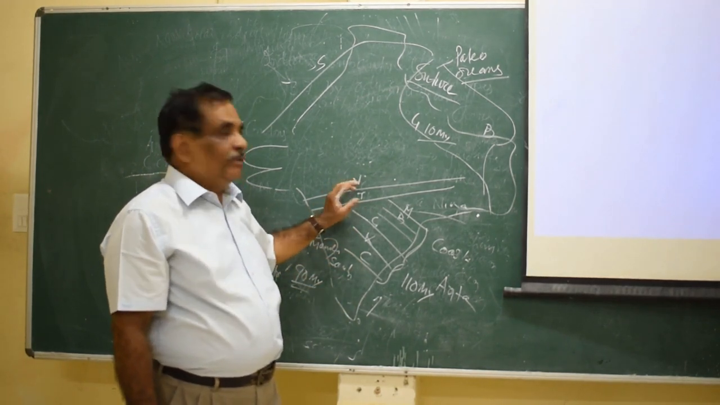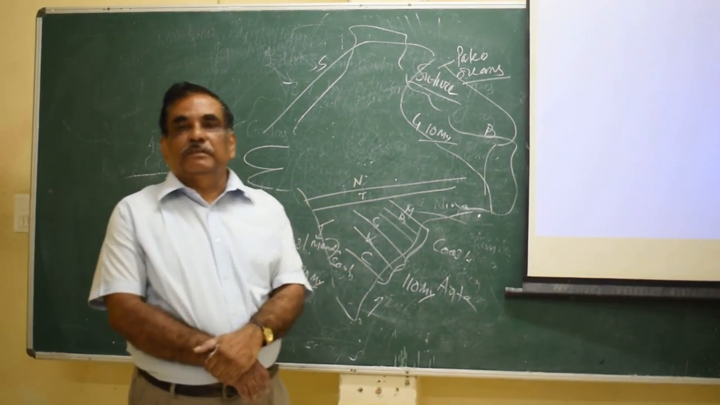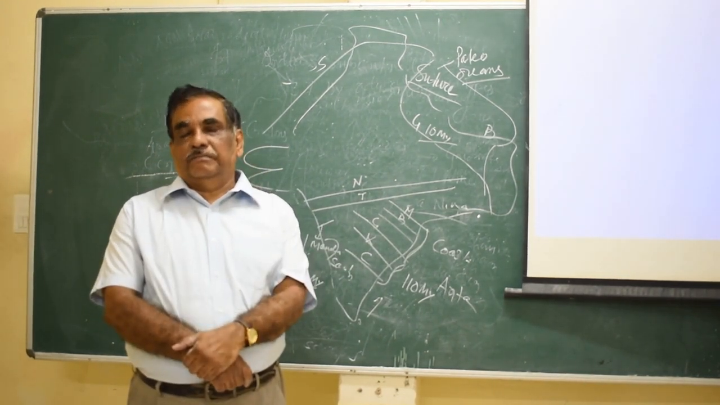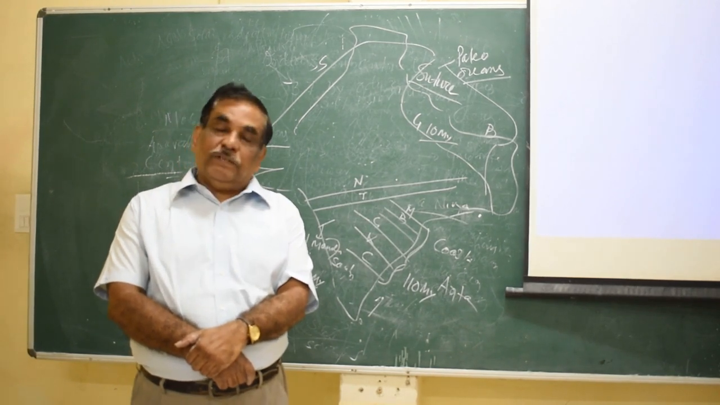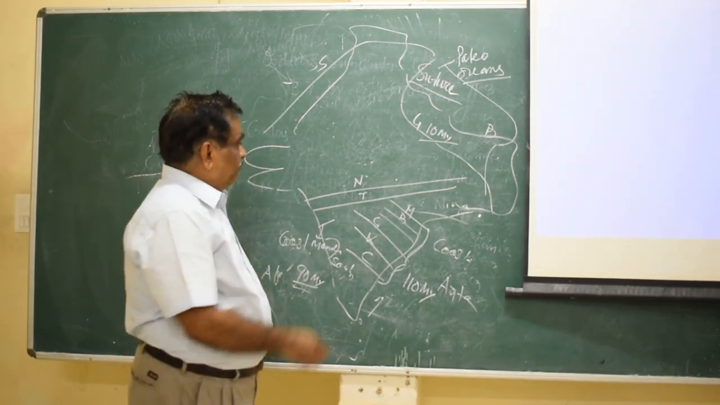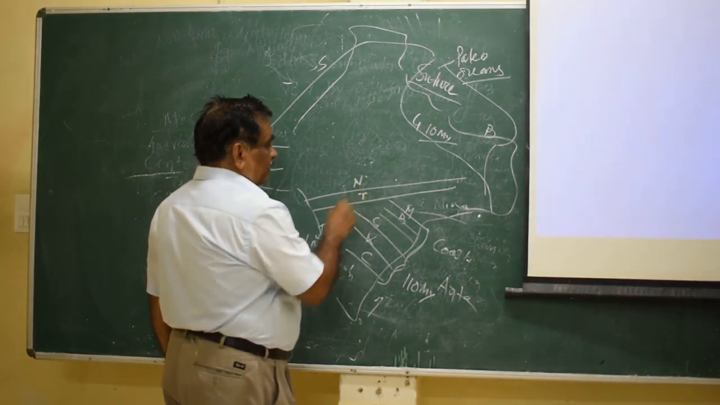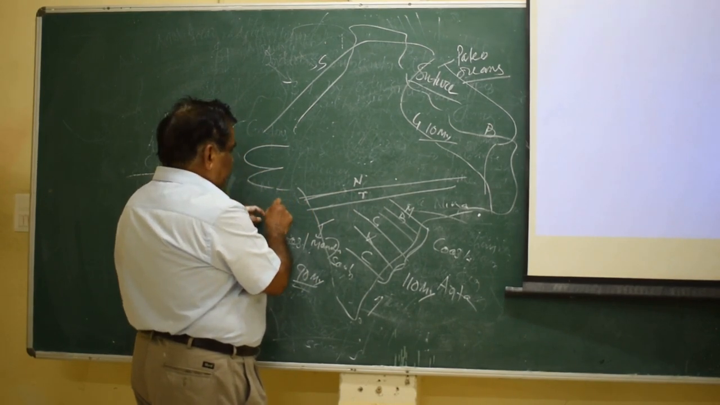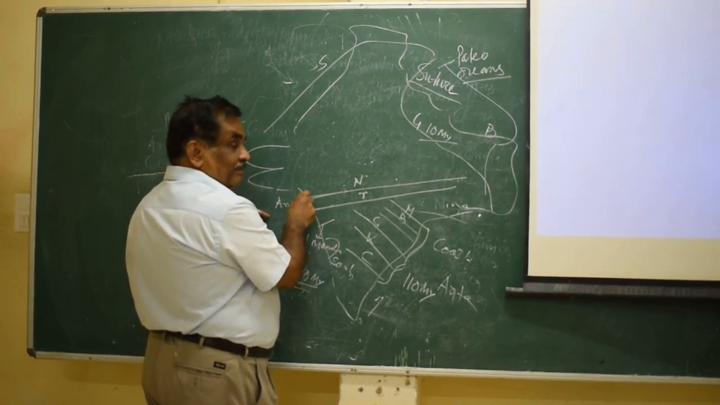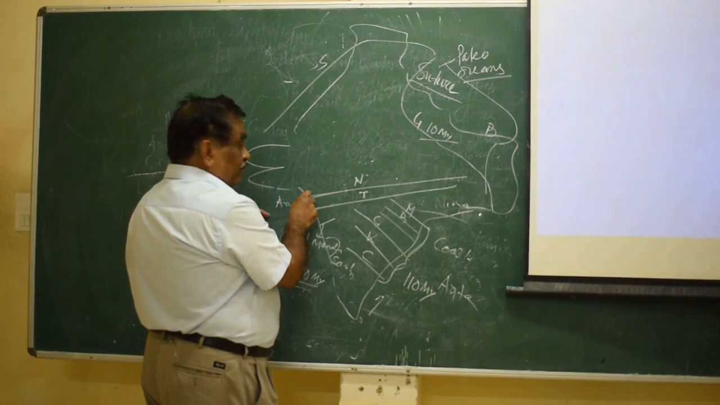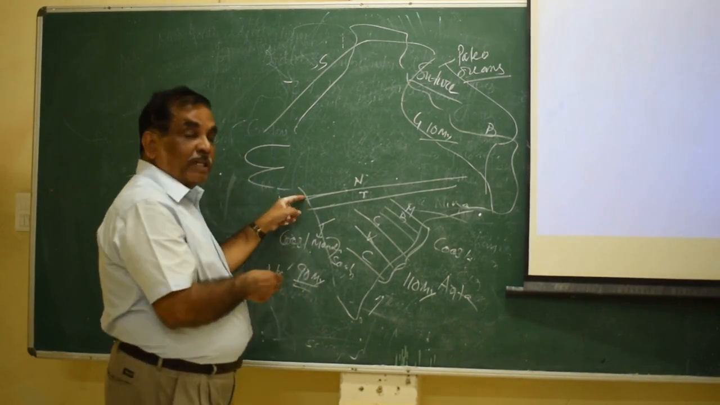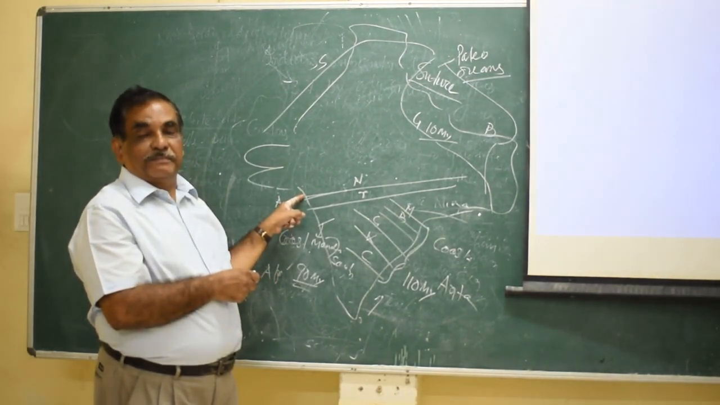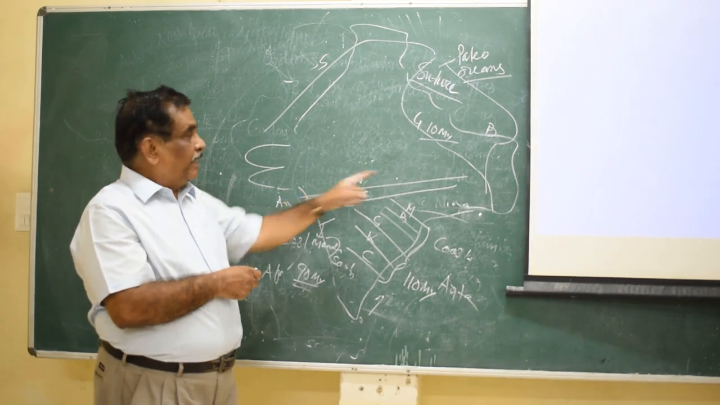Now two rivers are left, Narmada and Tapti. These are the oldest rivers in India. Why the oldest? Now you see, Narmada and Tapti are draining into the Arabian Sea, definitely, but very close to the Gujarat coast. Remember this point. They are very long rivers.